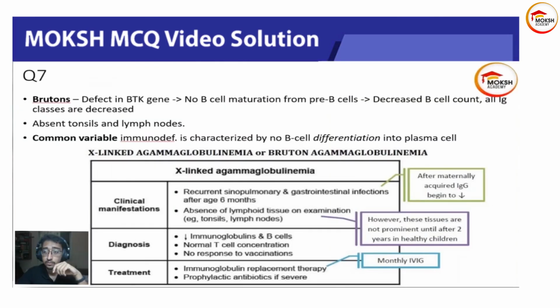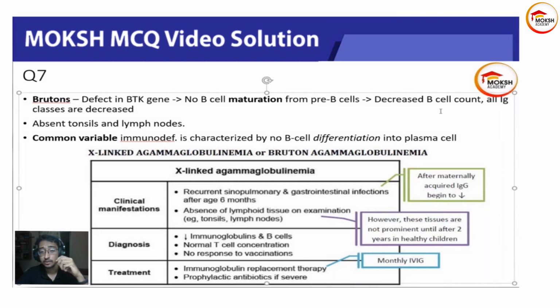Okay, so look here on this slide. Bruton क्या होता है? There's a defect in BTK gene. Okay, Bruton's tyrosine kinase gene. क्या होता है उससे? There is no B cell maturation from pre-B cells. इसका मतलब properly B cell बन ही नहीं रहे. इसका मतलब there is a reduced B cell count. And if B cells are not being formed properly, all immunoglobulin classes are decreased. That makes sense, right? But the important thing here is that decreased B cell count. याद रखना है.